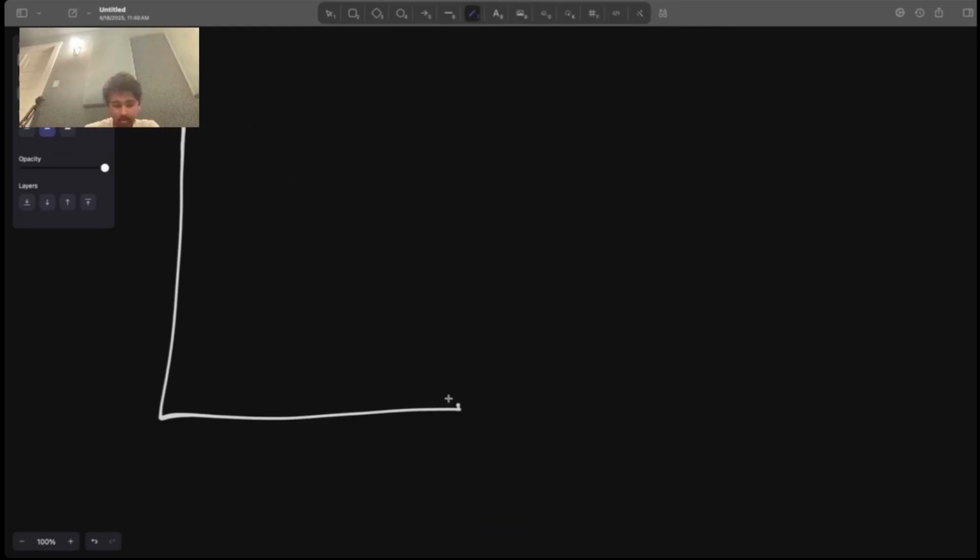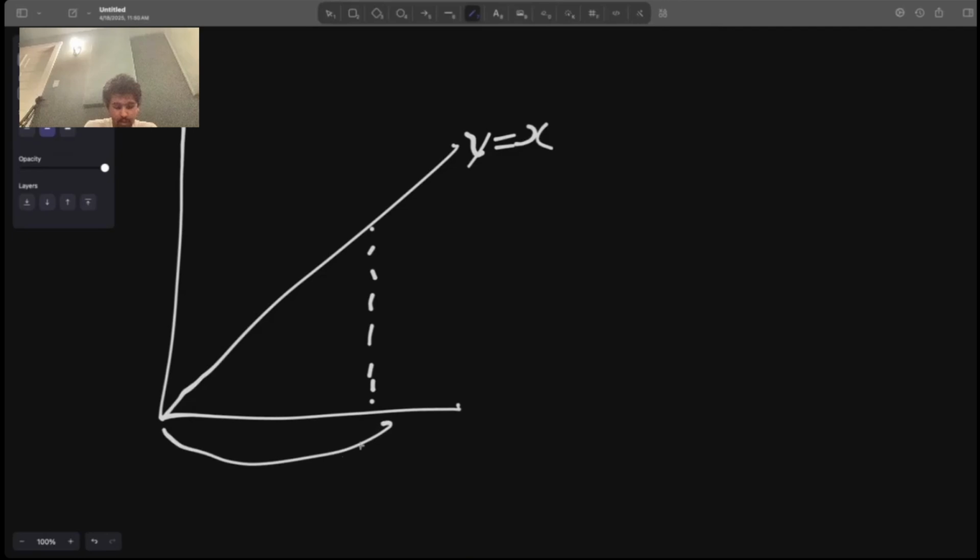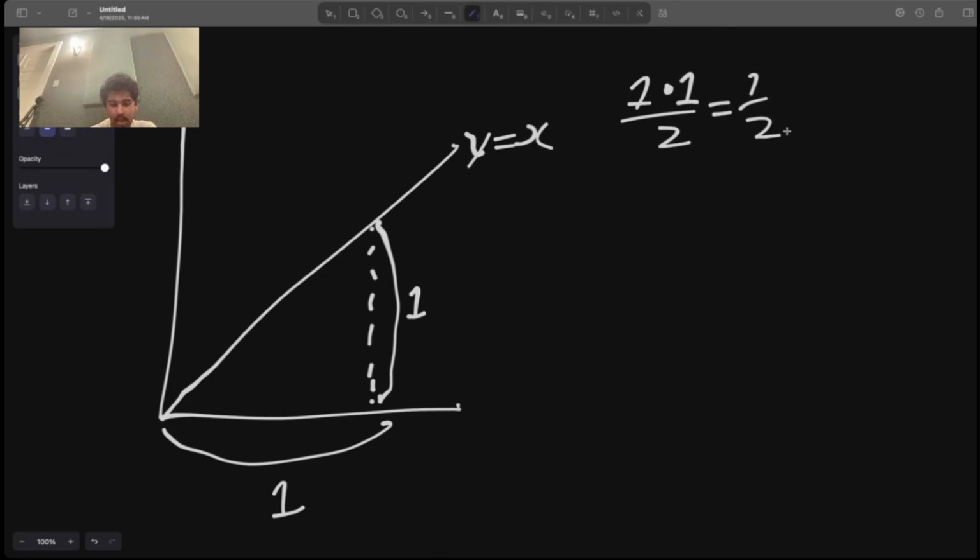So, one thing we can do, let's just take a triangle. We'll use the same function y equals x, but we'll have a base of 1, right? Using your typical triangle formula, this height would also be 1, right? Okay. So that's just 1 times 1 over 2, base times height over 2, which is equal to half.